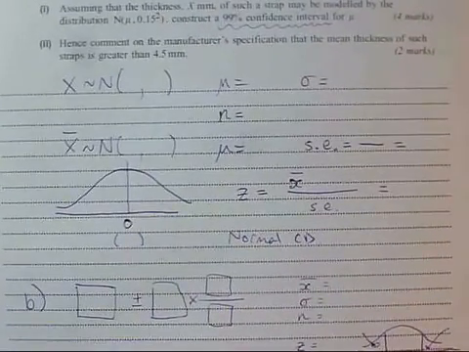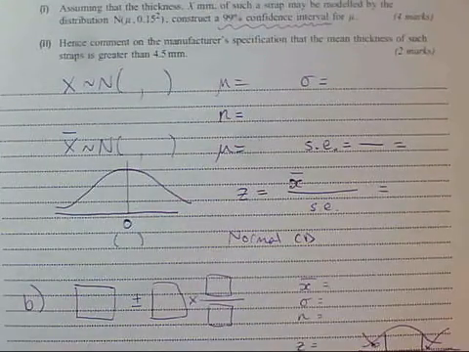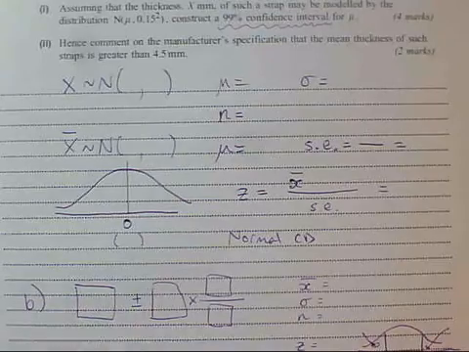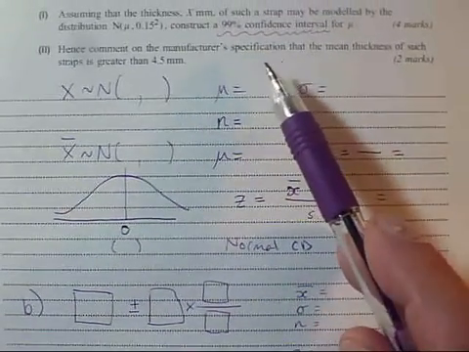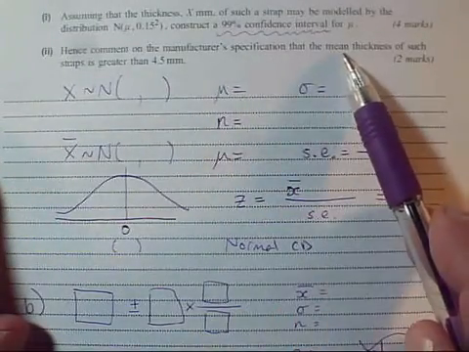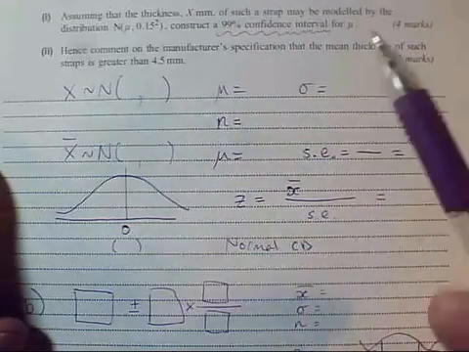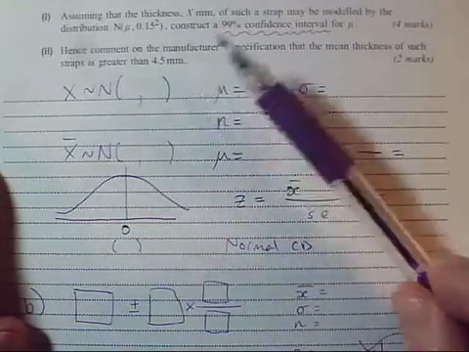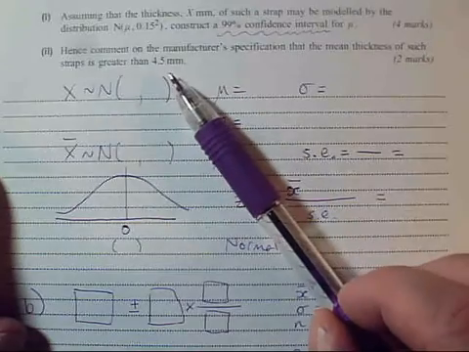And then we've got to comment on a specification. Now, without reading any further, we know that we tend to like to comment both on individual straps and the mean of a sample of straps. So, what's the manufacturer claiming about? The manufacturer is actually making a claim about the mean. So your first comment, and the most important comment, is going to be, do we think it's plausible that the mean actually is 4.5 millimeters?